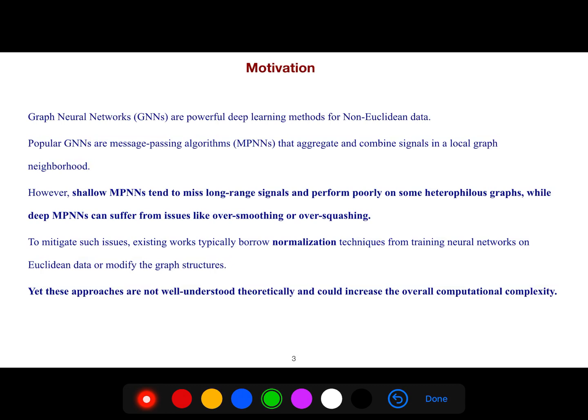Graph neural networks are powerful deep learning methods for non-Euclidean data. However, shallow message passing neural networks tend to miss long-range signals and perform poorly on some heterophilous graphs, while deep message passing neural networks can suffer from issues like over-smoothing or over-squashing. To mitigate such issues, existing work typically borrows normalization techniques from training neural networks on Euclidean data or modifies the graph structures. Yet these approaches are not well understood theoretically and could increase the overall computational complexity.